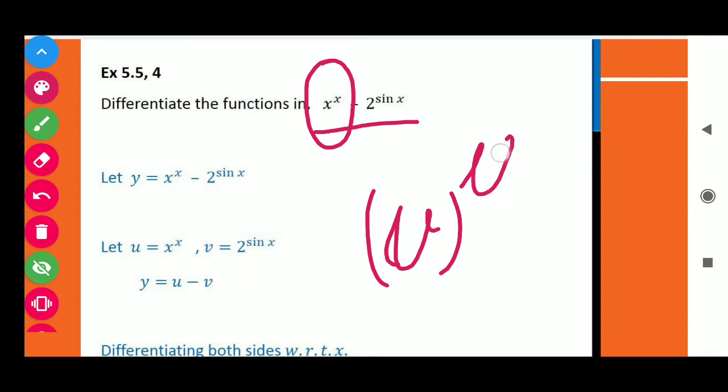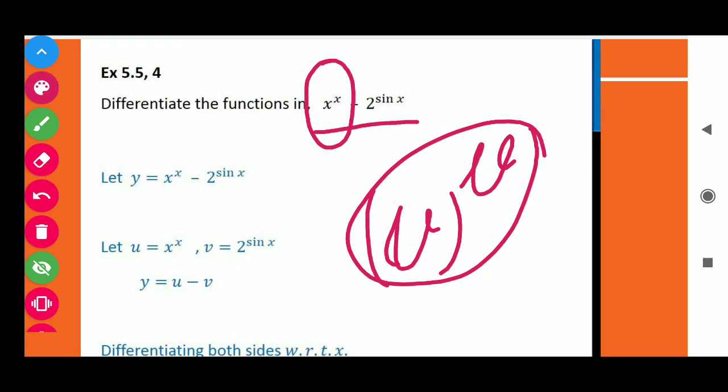Question number 4. Differentiate the function x raised to power x minus 2 raised to power sin x. Here you observe that there is a variable raised to power variable. So in this case, we take logarithmic function on both the sides.